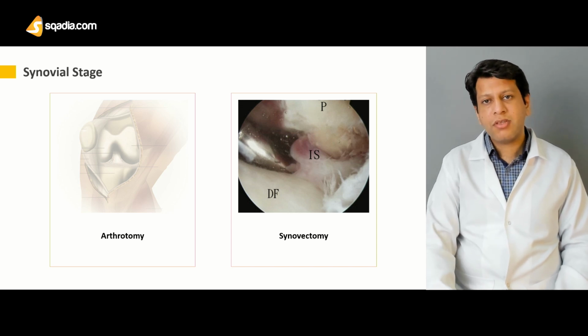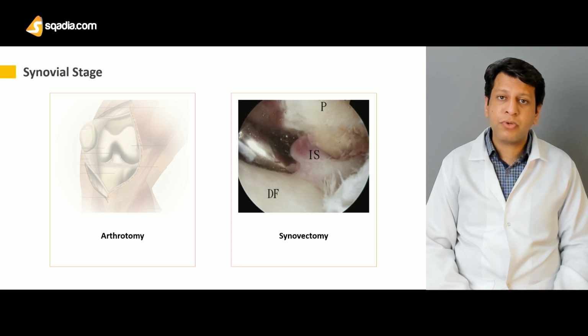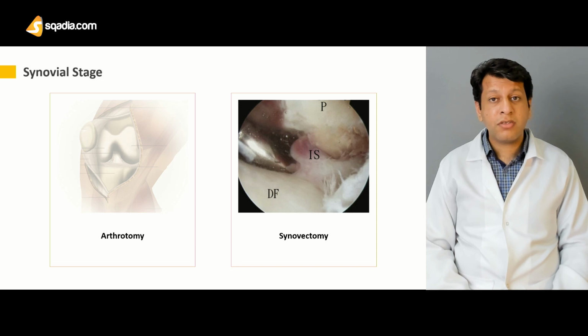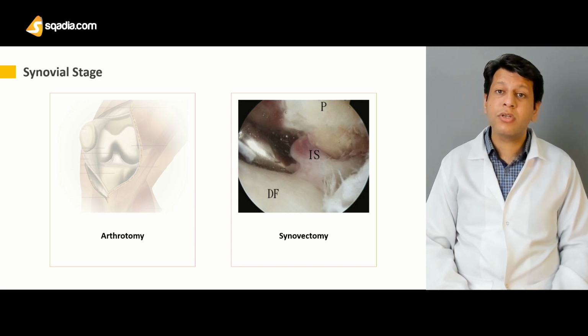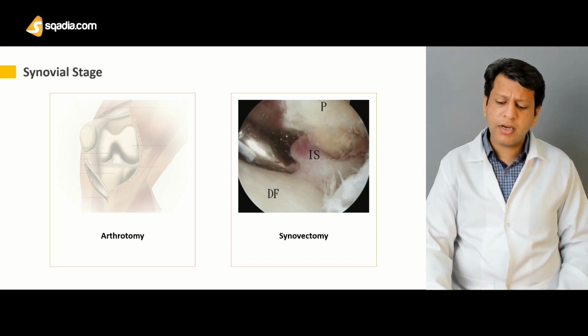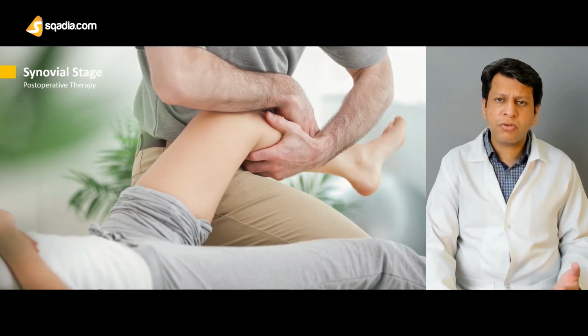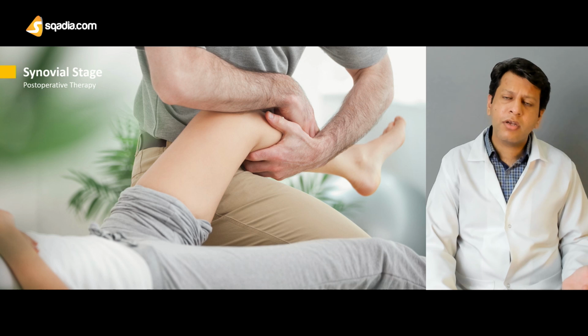Then if it has progressed to a point where there is massive arthritis, there is cavitation, and the joint may have started to ankylose, then we have practically two options. One is to go for arthrodesis, or the other is to go for total knee replacement.